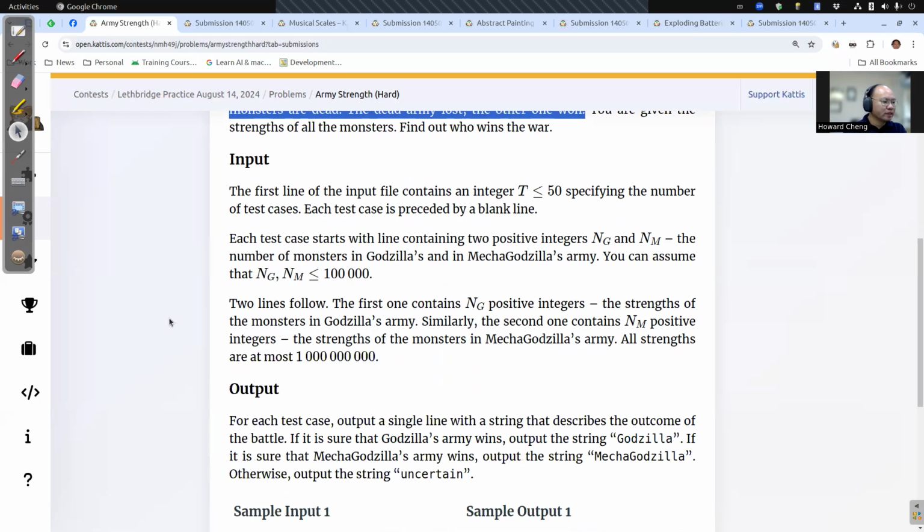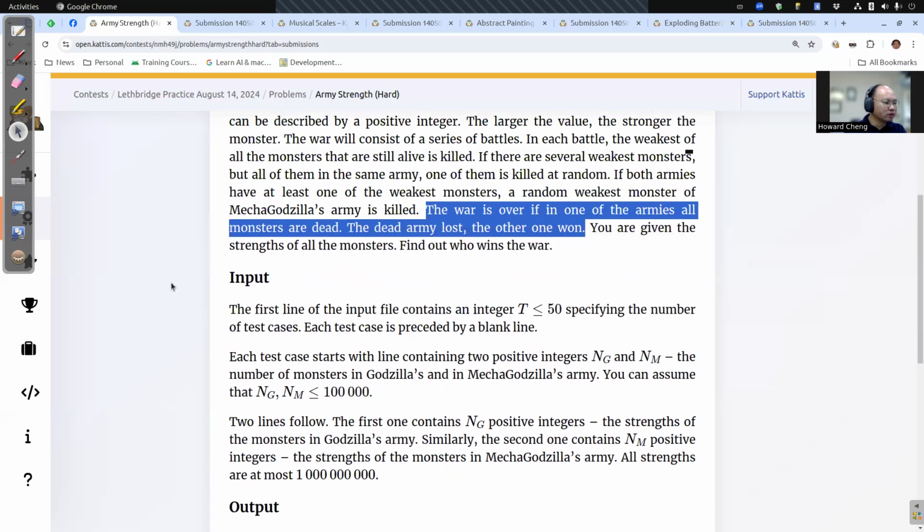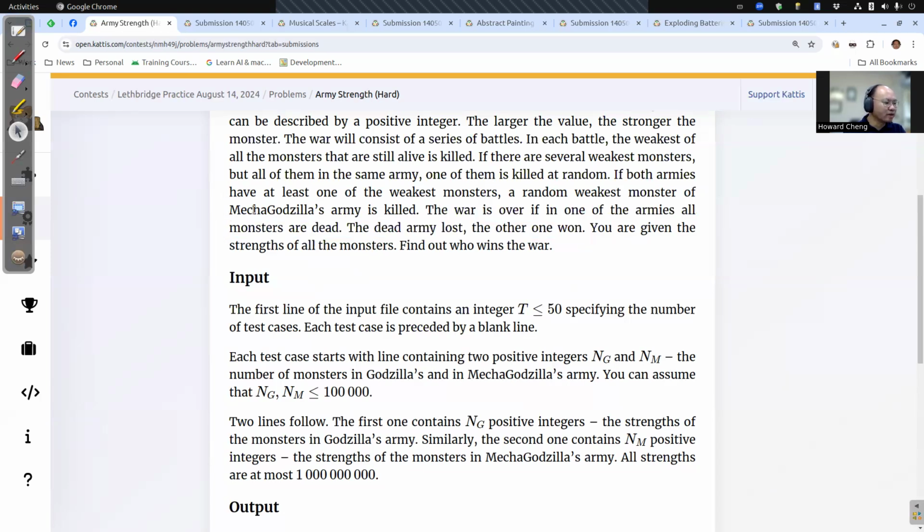So basically, if you were to just follow this, you repeatedly look for who is the smallest, right? Who is the smallest one that's still alive, and then kill one of them based on these rules. And when one of the armies is dead, then you know which one wins. The only thing you have to worry about is, if both armies' weakest ones still alive are the same, then you're supposed to tie break by killing the Mecha Godzilla.